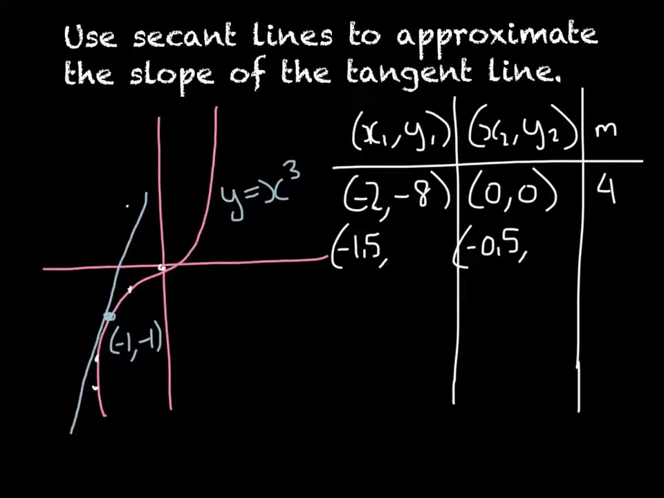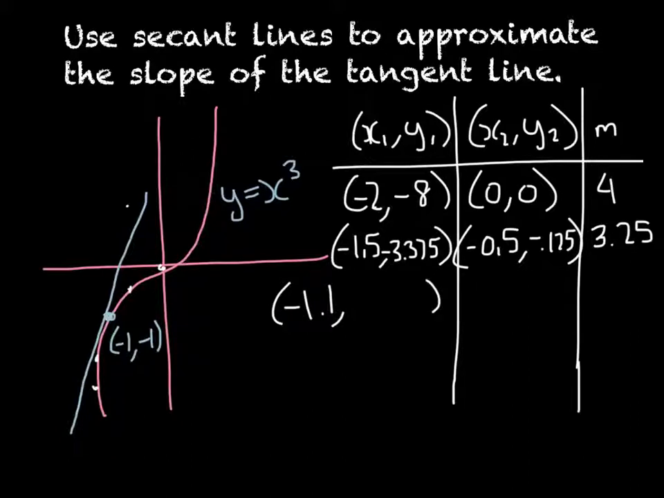This gives us -3.375 and -0.125 here, giving us an overall slope of 3.25. Now let's move in even closer. How about -1.1 and -0.9?